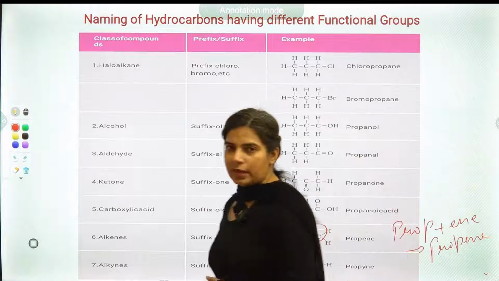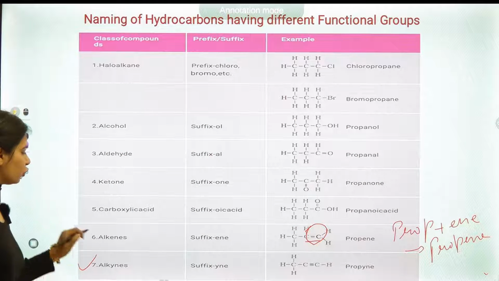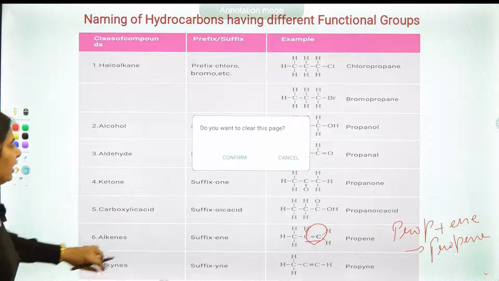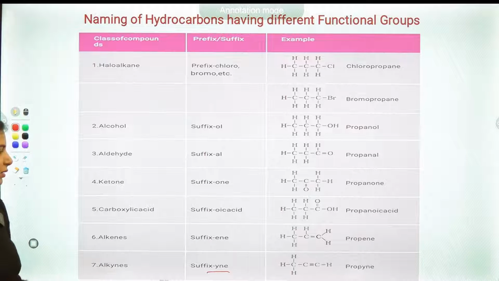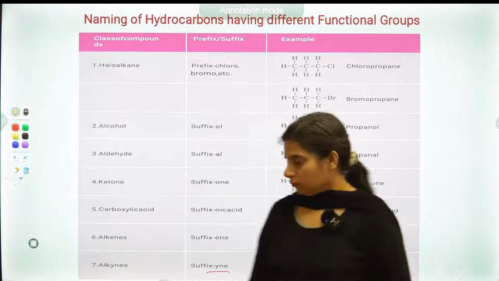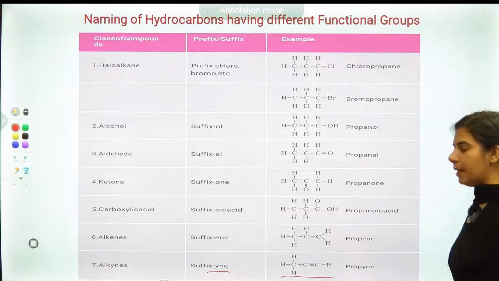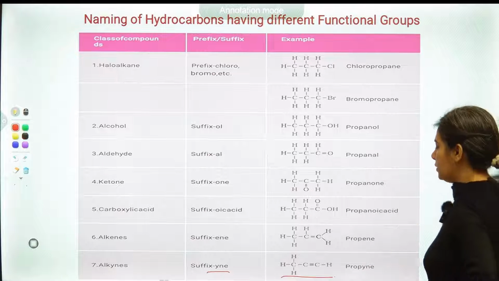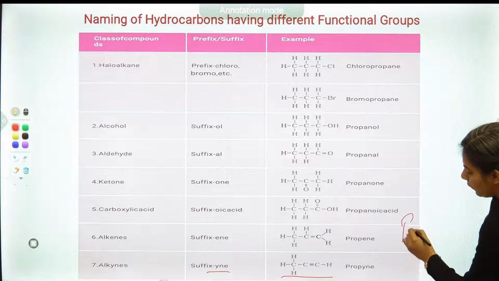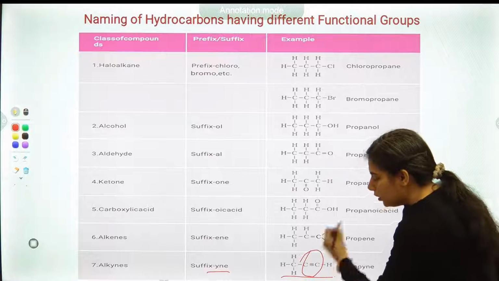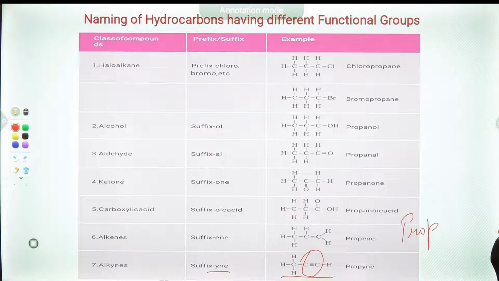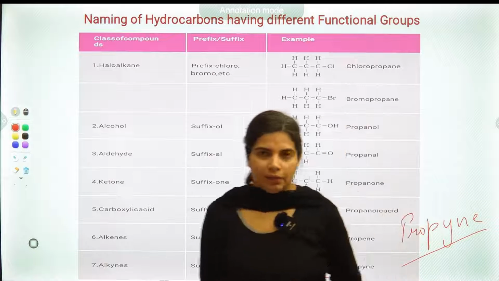Now, move to next example. Here, the next functional group is alkyne. And for alkyne, we will use -yne as a suffix. Let's see example. Here, in this example, we are having 3 carbons. And again, for 3 carbons, we will write prop. And if I talk about bonding, here is the triple bond. And we know that for triple bond, we will use -yne. So collectively, we came up with the name that is propyne.